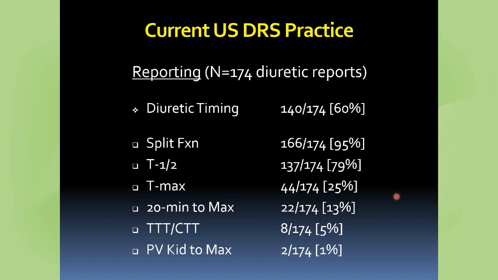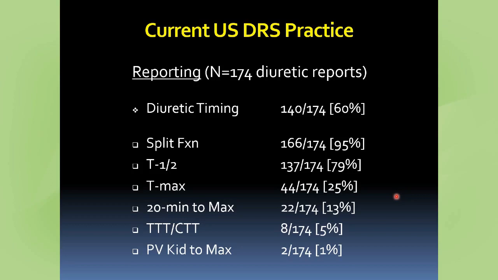Split function, how is one kidney functioning to the other? The good thing is the vast majority report that, but not everybody. Some just say it looks normal or abnormal, and actually don't give a number in their report. And that's something that really should be in there. T1/2, it's not mandatory, but it's helpful information. About 80% of institutions are doing that. And then these parameters I list below that are getting reported infrequently are ones that have been coming up in the last several years as being ancillary things to look for and report to help tease out these equivocal cases. The TTT is your time of tissue transit, or CTT is the cortical transit time.